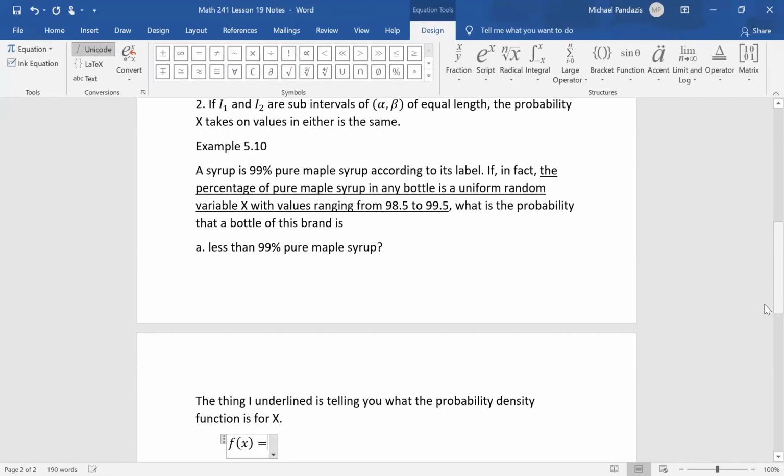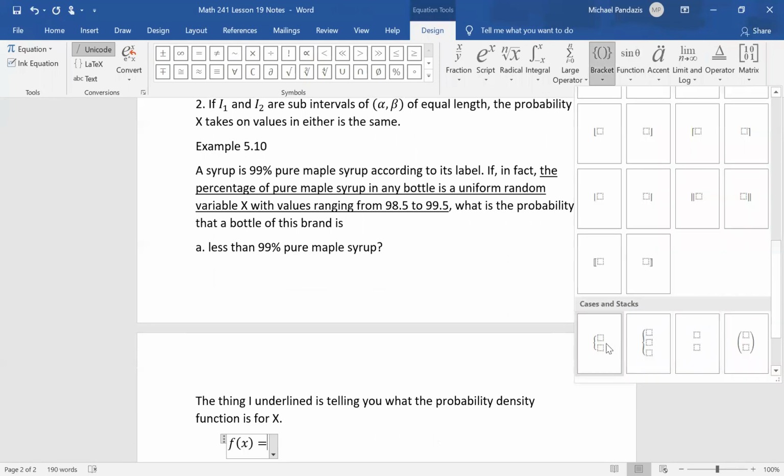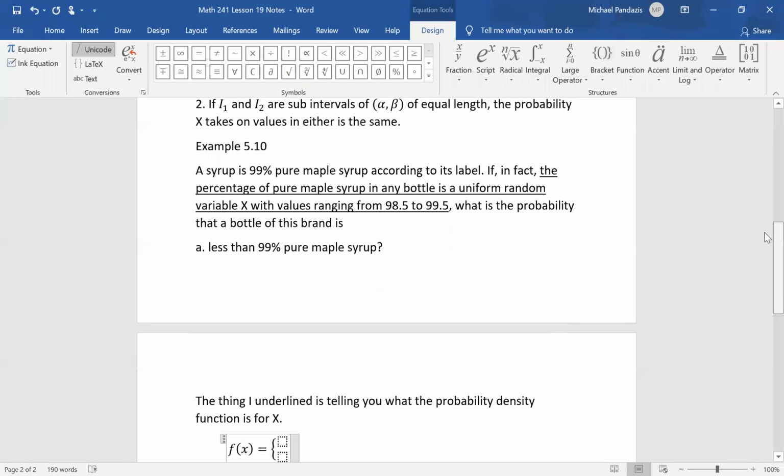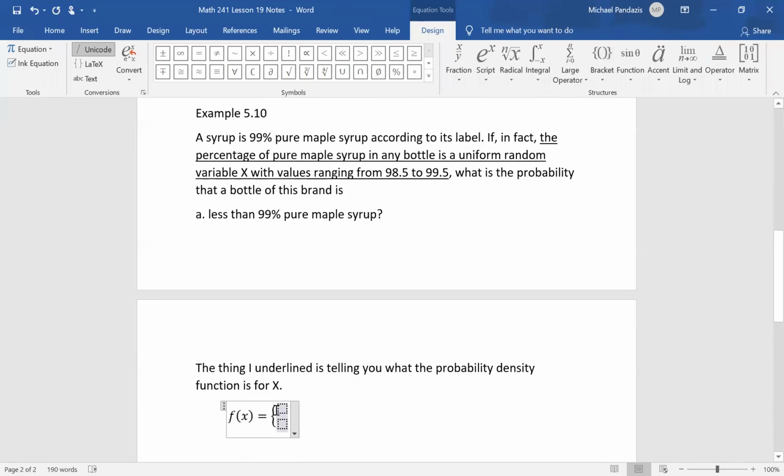So what is f of x here? f of x is the probability density function of a uniform random variable X with values ranging from 98.5 to 99.5. So the probability density is 1 for 98.5 less than x less than 99.5 and 0 elsewhere.